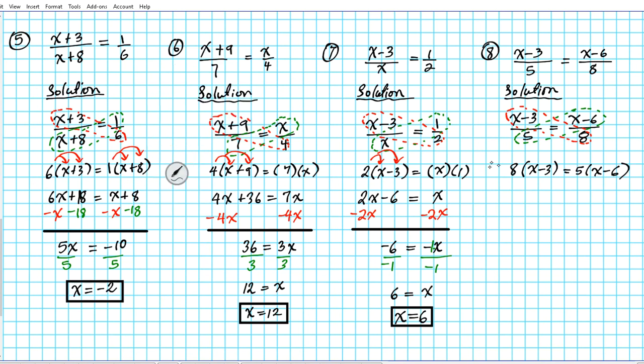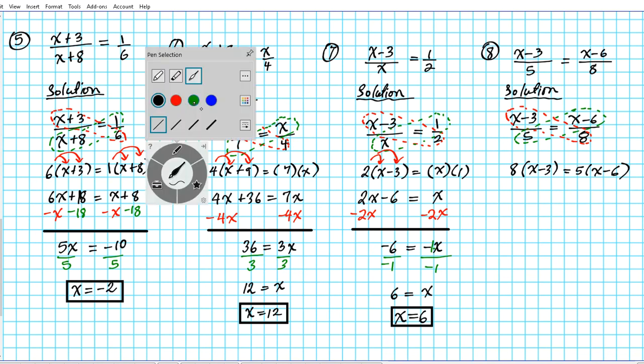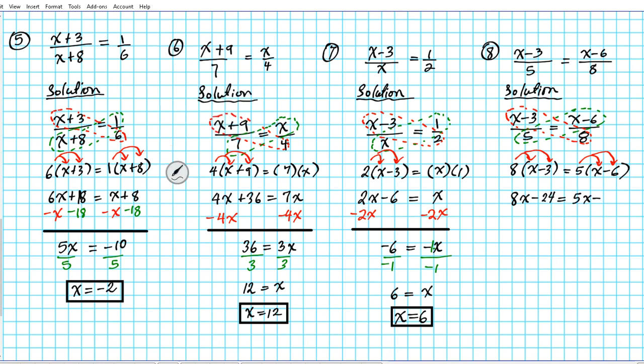Now we're going to proceed to get rid of the parentheses by distributing. We are going to distribute 8 to x and negative 3, and then 5 to x and negative 6. When we carry out that distribution, that will yield 8x minus 8 times 3 is 24 equals 5 times x is 5x minus 5 times 6, which is 30.